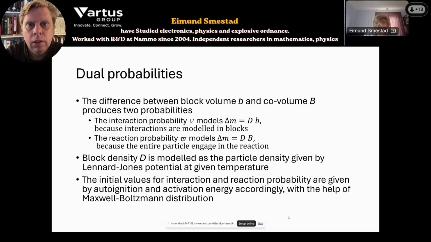The block density d used above is modeled as the particle density given by the Lennard-Jones potential at a given temperature. If you plug in the temperature as the potential energy in the Lennard-Jones potential, you can find a radius for the particle that corresponds to that density, which we call block density. This enables us to handle the molecules as particles. There are initial values for interaction and reaction probability, which are autoignition and activation energy accordingly. This can be shown with the help of the Maxwell-Boltzmann distribution.